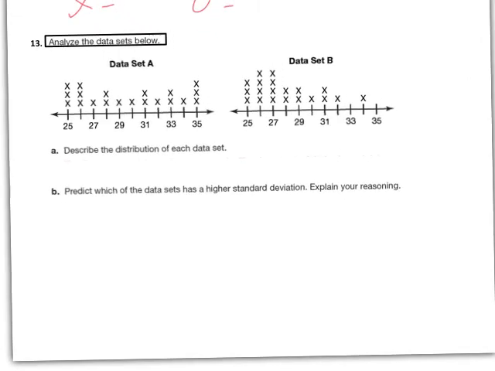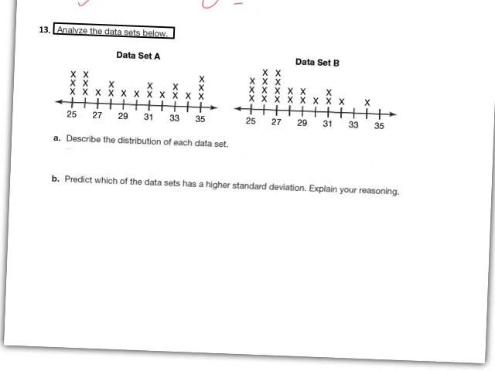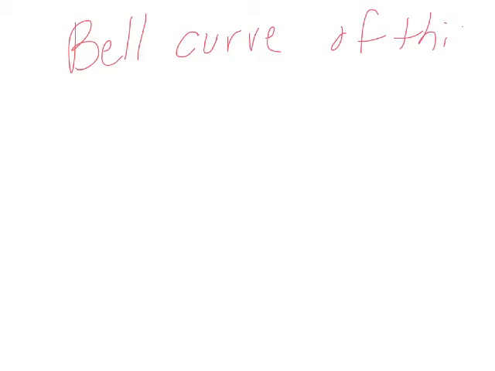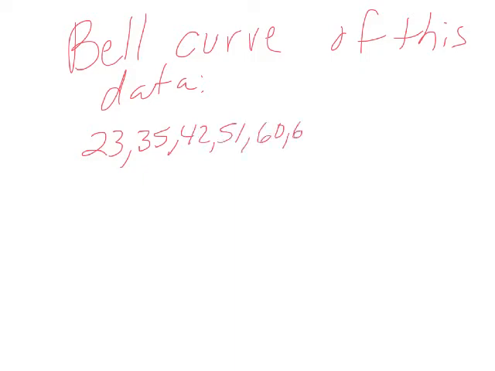All right, guys, it looks like we didn't have anything on the spread. So as an added bonus, I would like you to do this, and I'll give you an extra 10 points. The bell curve of this data. Let's pick some numbers. Let's say we have 23, 35, 42, 51, 60, 69, and 95. I would like you to do this for this one right here.